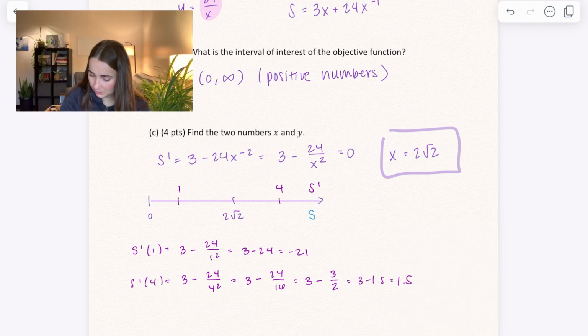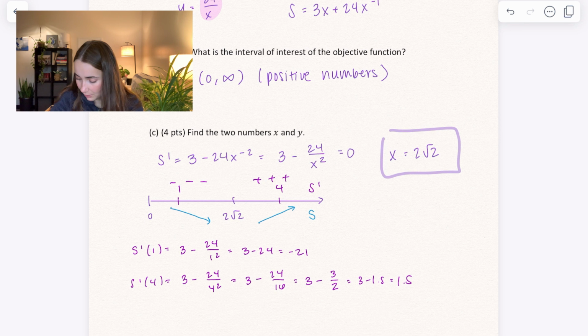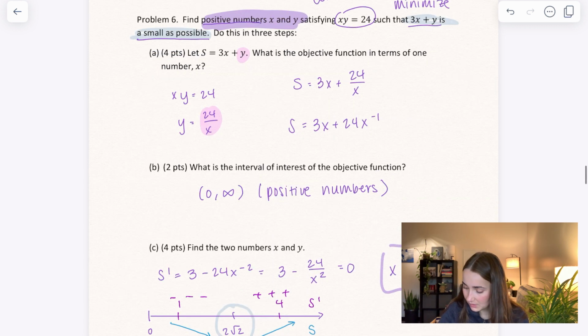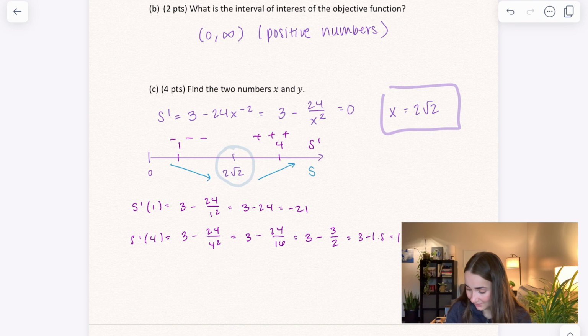Okay, so notice here when I plugged in 1, I got a negative value, which tells us our function is going to be decreasing. And then when I plugged in 4, I got a positive value, which tells us our function is going to be increasing. So here we found that we for sure have a minimum. And that is exactly what we want to do because we wanted to make 3x plus y as small as possible. So now that we know it's a minimum, we have our x value, and we want to go ahead and find the corresponding y value.